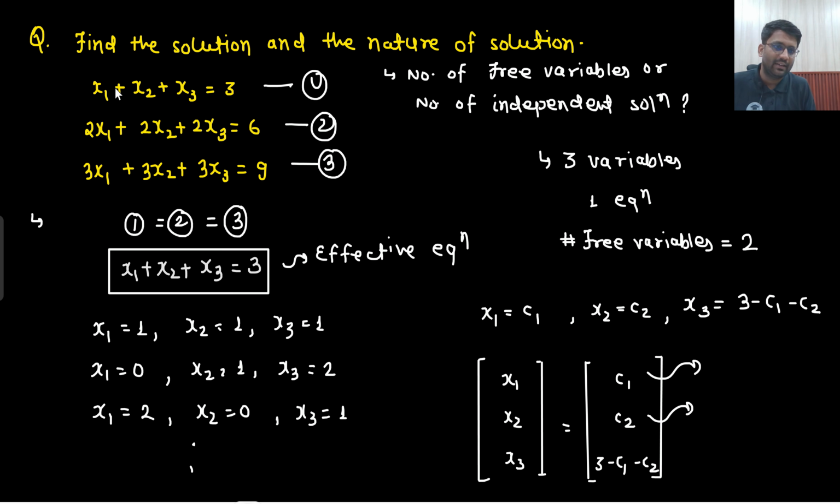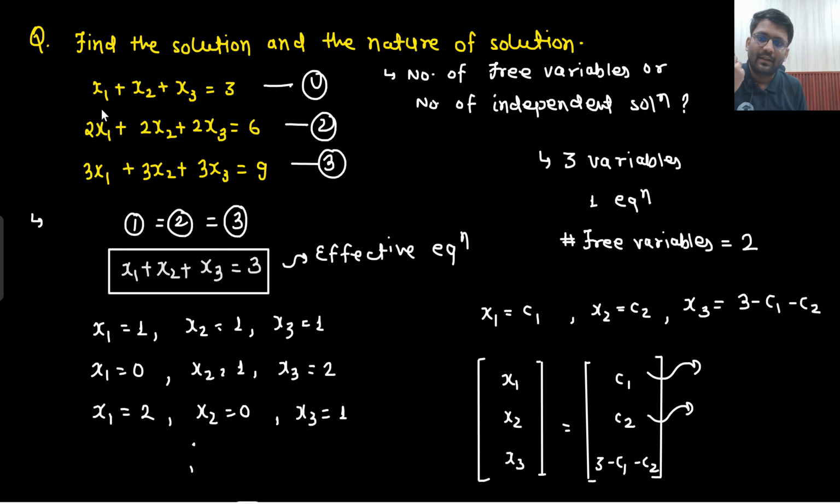Then can you make the matrix A? Yes, sir. Can you make the matrix B? Yes, sir. Can you make the matrix A augmented B? Yes, sir. So directly let's make the matrix A augmented B. You just need to take the coefficients and then write down the constant value. So 1, 1, 1, 1, then 1, 1, 1, 3, then 2, 2, 2, 6, then 3, 3, 3, 9. Very easily you can apply the transformation.